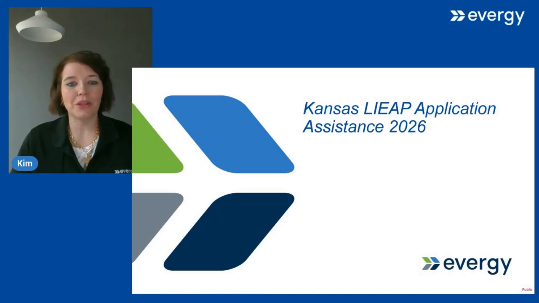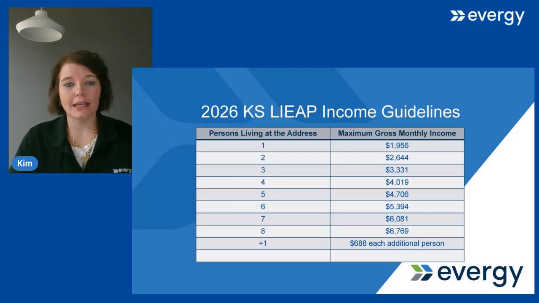Today, I will be going through the Kansas LEAP application section by section to help ensure there are no delays once your application is submitted. The 2026 Kansas LEAP income guidelines are set at 150% of the federal poverty level. This is gross monthly annual income, so prior to deductions. As you can see, the max gross monthly income for an average family of four is $4,019.